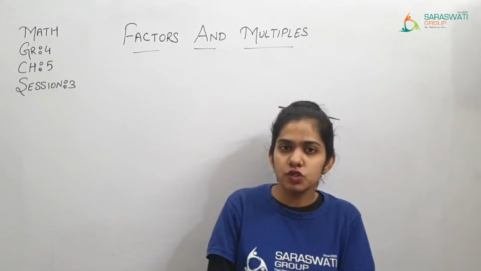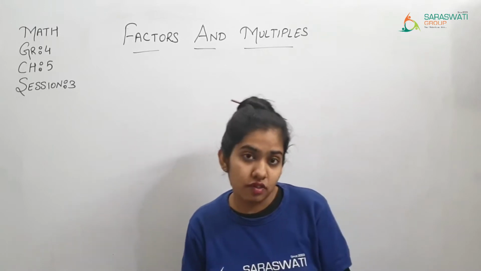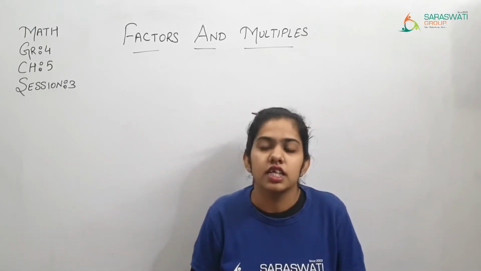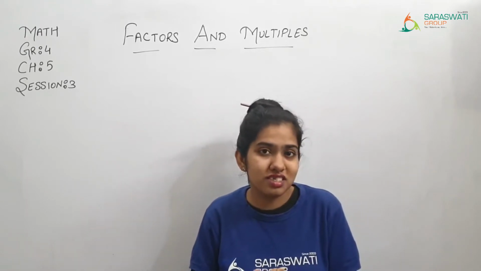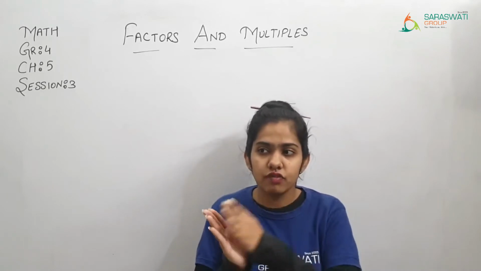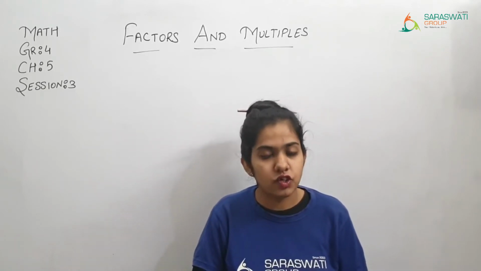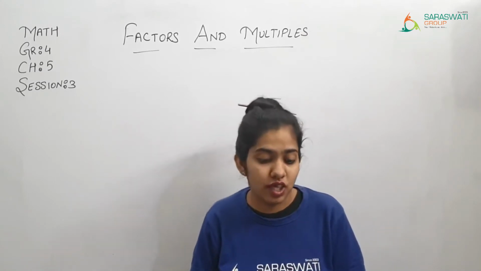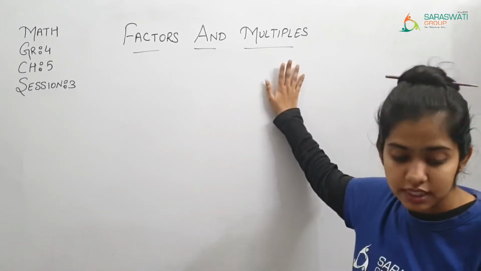And we have also seen some points about factors: 1 is a factor of every number, and every number is a factor of itself. The greatest factor of any number is the number itself, and the lowest factor of any number is 1. Then 2 is a factor of every even number. So these are some of the points we have learned about factors. Now we are going to start with multiples.